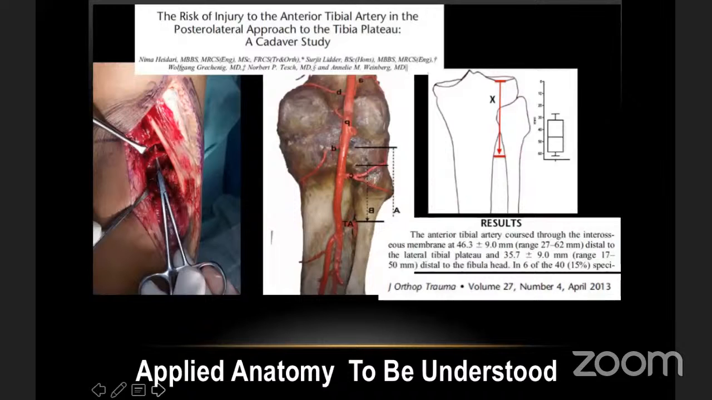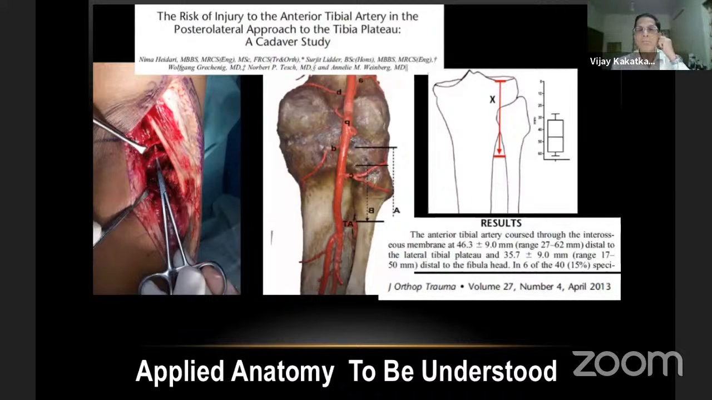This is the most important slide, I say. This is applied anatomy to be understood. It gives 5 to 7 centimeters of window to work over here. But most of the fractures are in such a pattern that you don't need more than 7 centimeters. The limiting factor is the anterior tibial artery. Lateral genicular artery can be cauterized, and the common peroneal nerve. So we are working in this. You can follow my cursor. This arrow, this artery is the anterior tibial artery. But we get enough place. I will show video also. That is enough place to work on it.